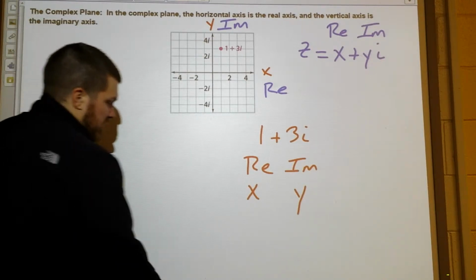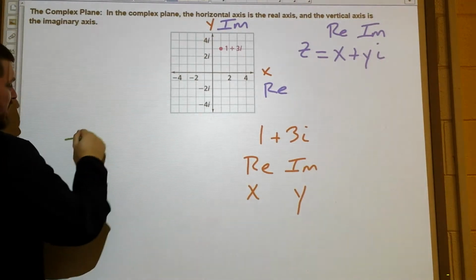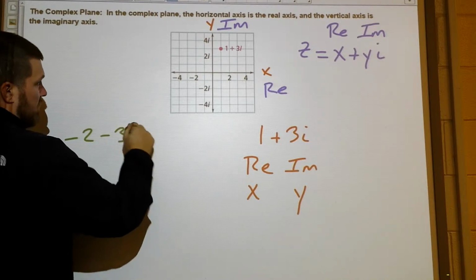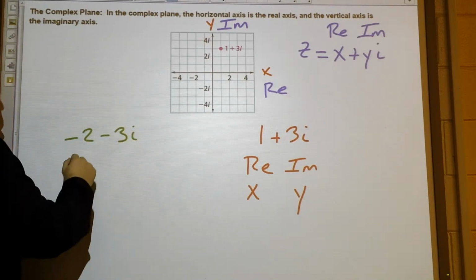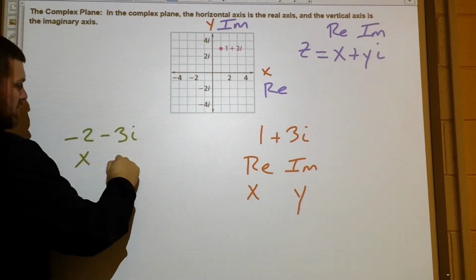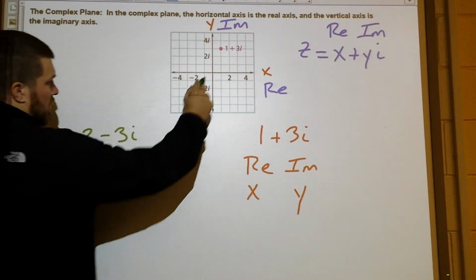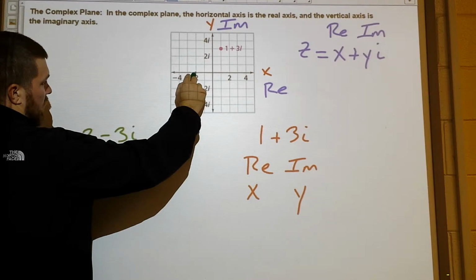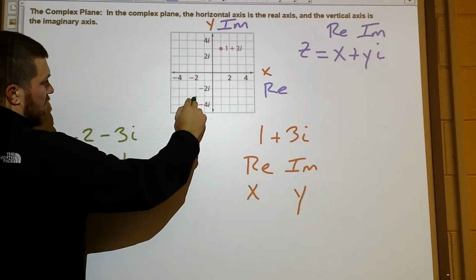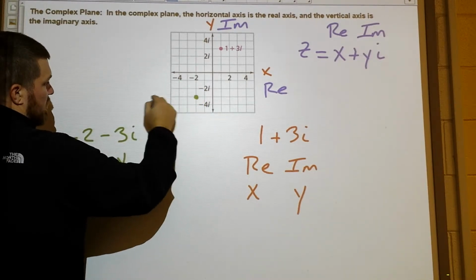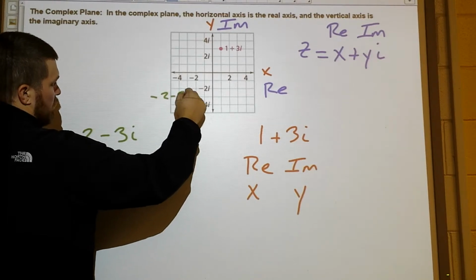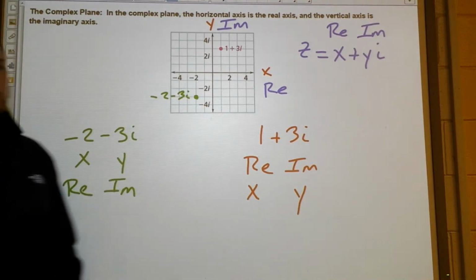I can also graph another complex number. Let's say I have negative 2 minus 3i. Here is my x, here is my y; this is the real part, this is the imaginary part. So I go negative 2 in the x direction and negative 3 in the y direction. So there's negative 2 minus 3i. Graphing complex numbers is pretty easy.